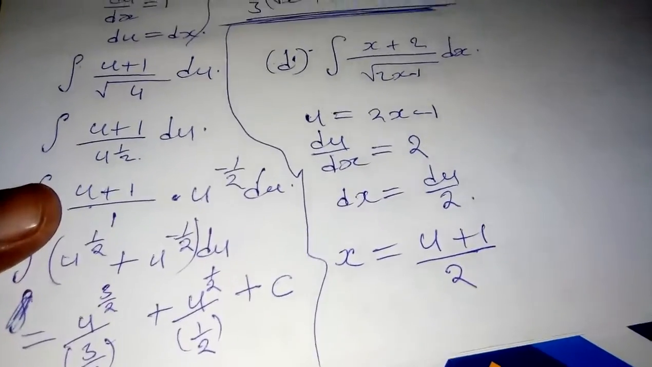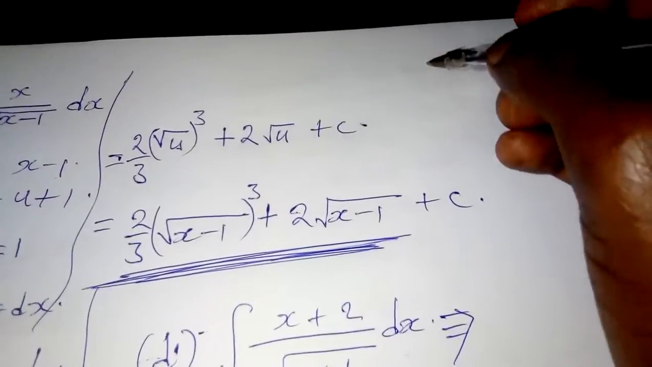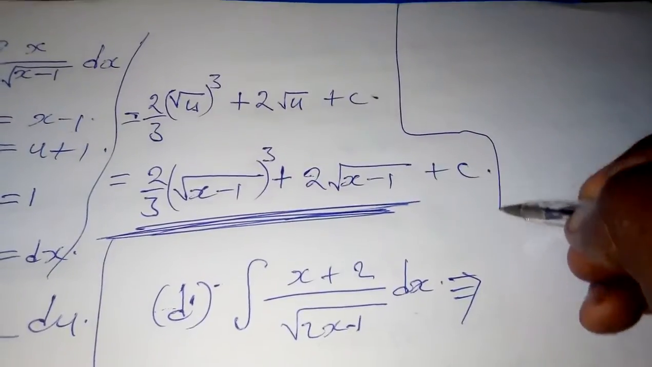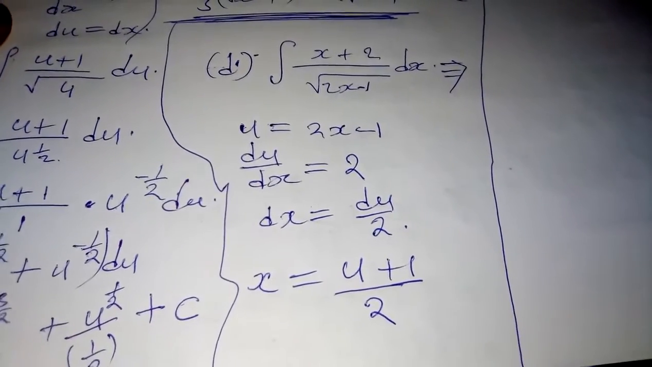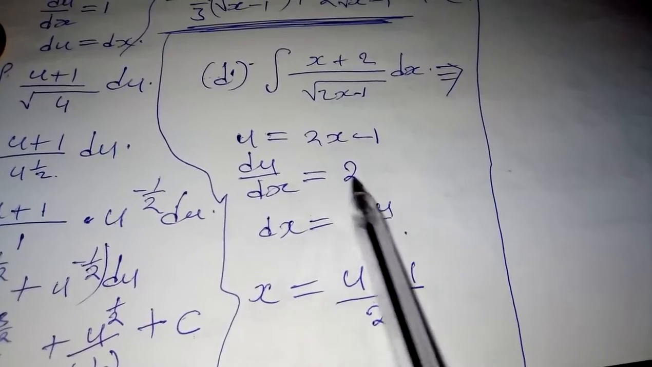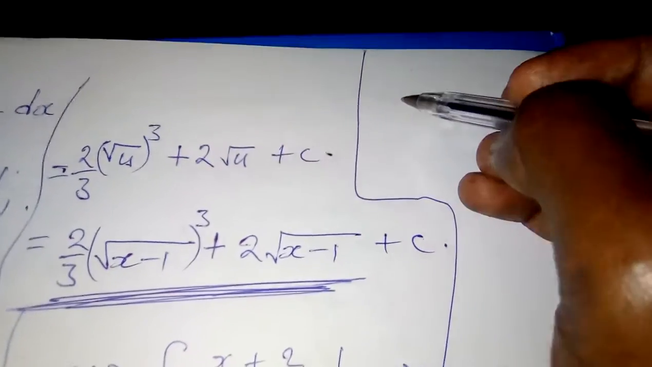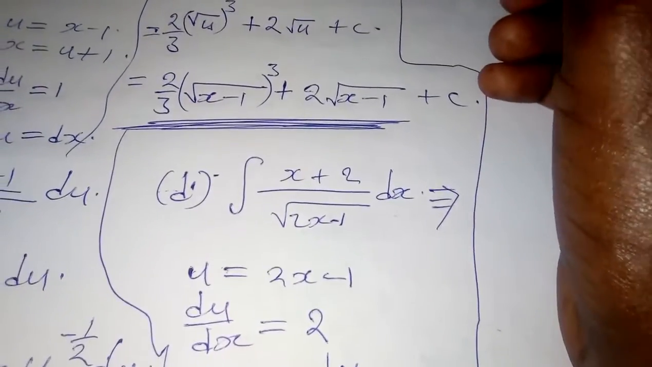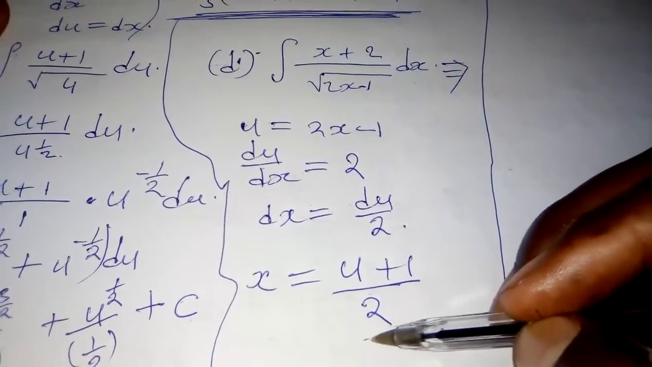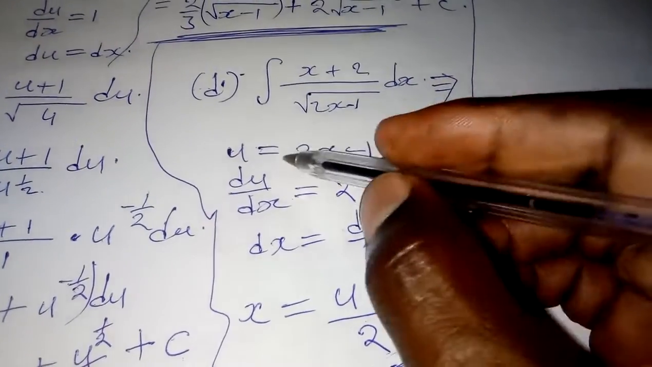So let me start writing from the top. We can see that our x is equal to this, then our dx is equal to that, and then our u is equal to that. So it's just a matter of replacing now in the integral. Where there's x, we put this, and where there's 2x minus 1, we put u.